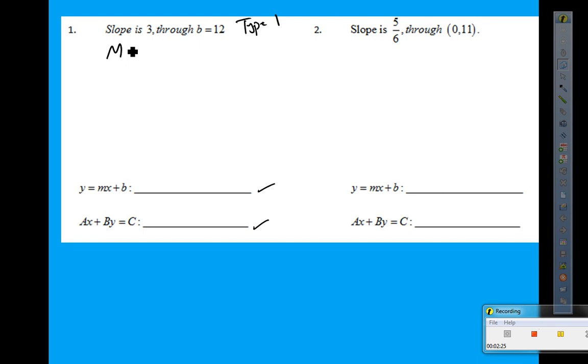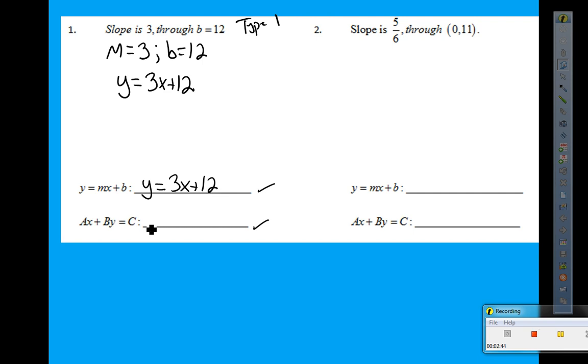So I know that my slope is 3. I know that my b value is 12. We're ready to write the equation of a line. The equation in slope-intercept form is y equal 3x plus 12. So there it is in y equal mx plus b form.